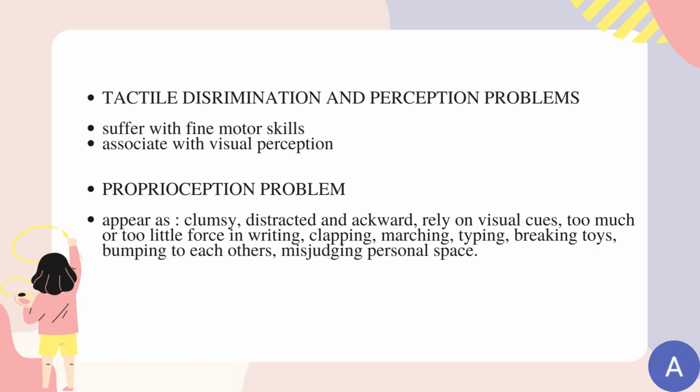A child who has a proprioception problem always appears clumsy, distracted, and awkward, relies too much on visual cues, uses too much or too little force in writing, clapping, marching, typing, breaks toys, bumps into others, misjudges personal space, and so on. Children with a proprioception discrimination problem always have these characteristics.